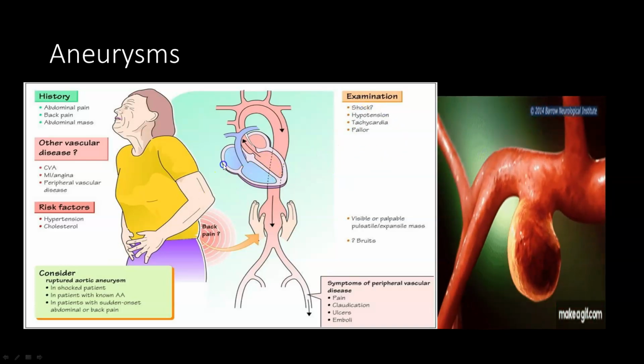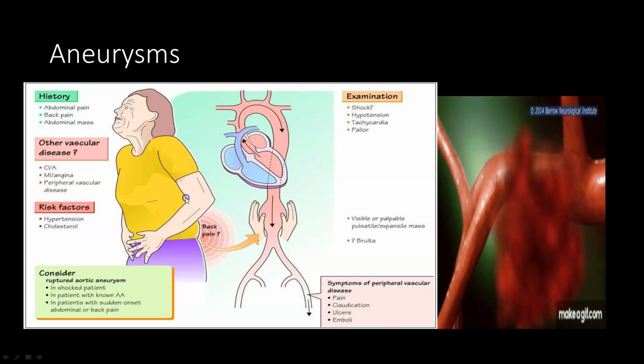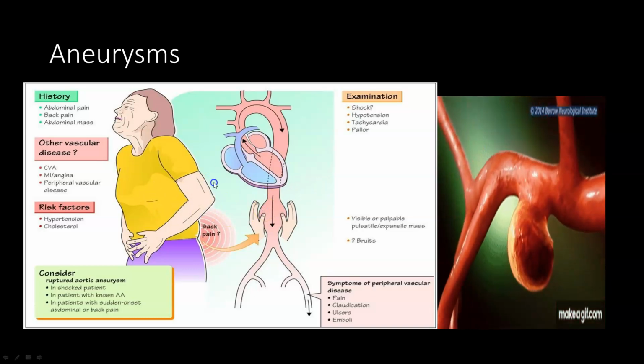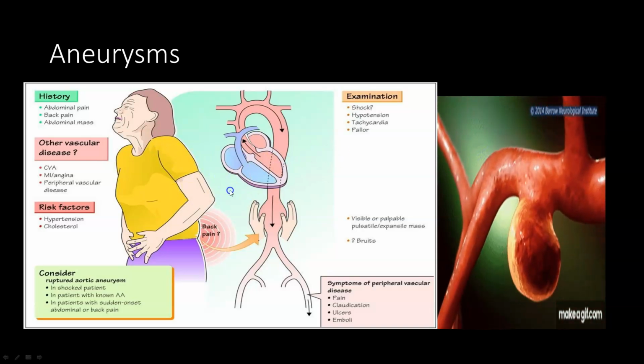Look for things that are going to tell us that they're having changes in LOC, because once it ruptures, they're not going to be like, oh, I think it ruptured. They're going to have a loss of blood flow.